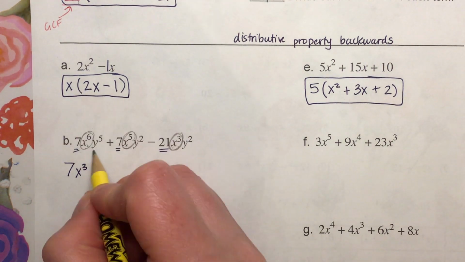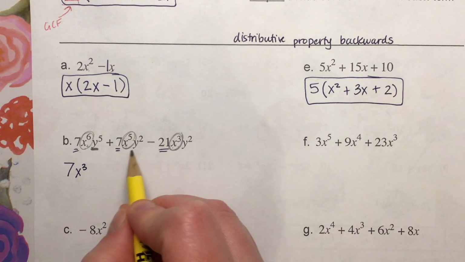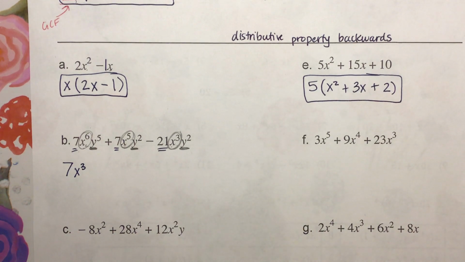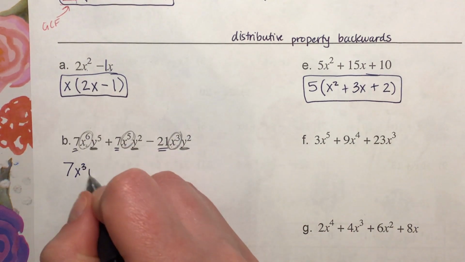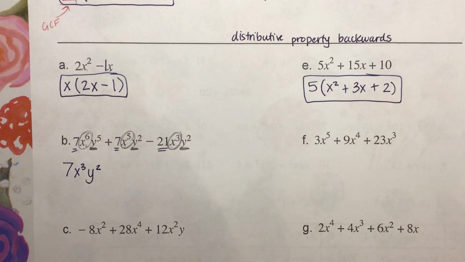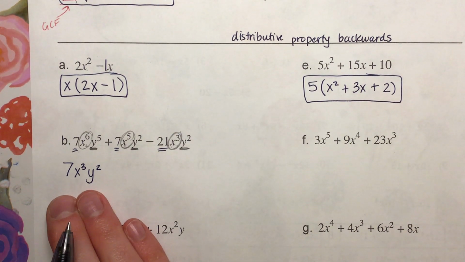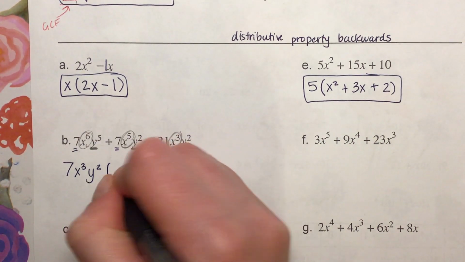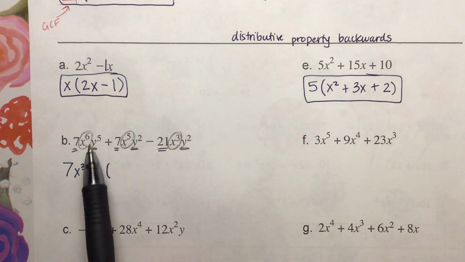And then I'm going to look at the y's as well. So I've got y to the 5th, y squared, and y squared. How many do those have in common? They have y squared in common. So now this is my GCF. I'm going to divide this GCF out of each of these terms. So take your numbers and divide.